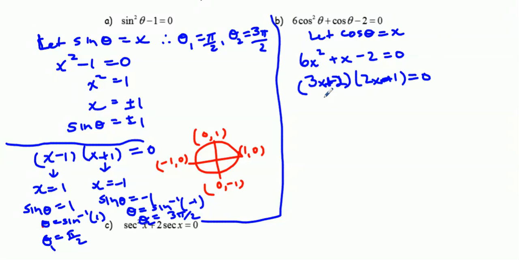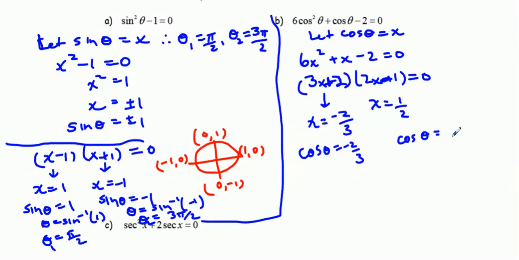Okay, so if I'm solving for x, I would get x equals negative 2/3. You can just set that whole factor equal to 0 and solve for x, right? So this is going to be x equals 1/2. If I put a half in there, I get 0. If I put negative 2/3 in there, I get 0 as well. Okay, so put our cos theta back in, and we get cos theta equals negative 2/3. And we get cos theta equals 1/2.